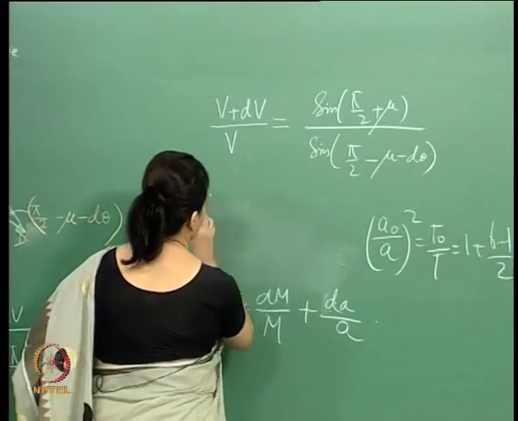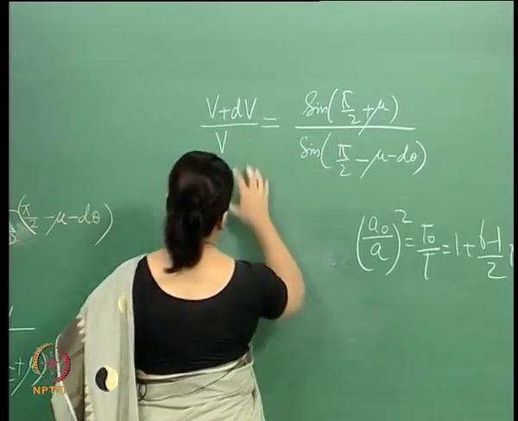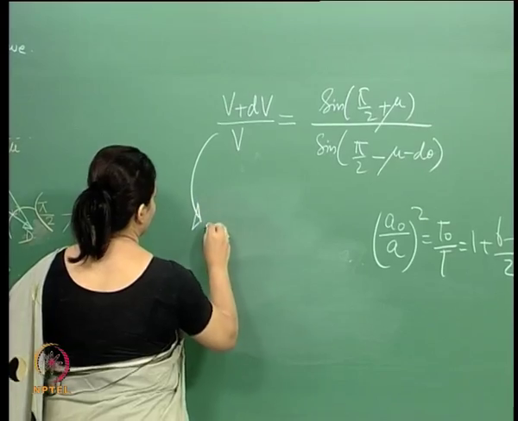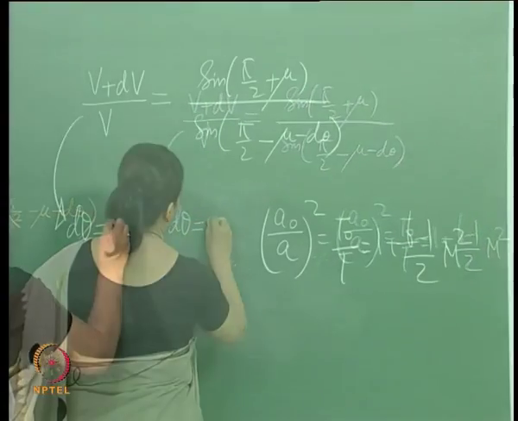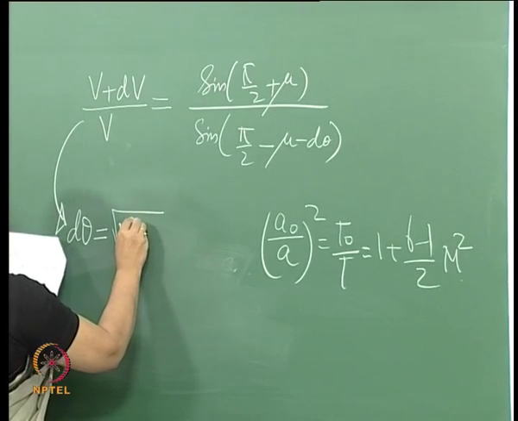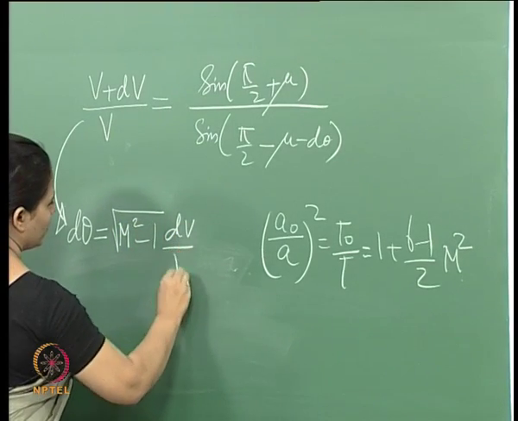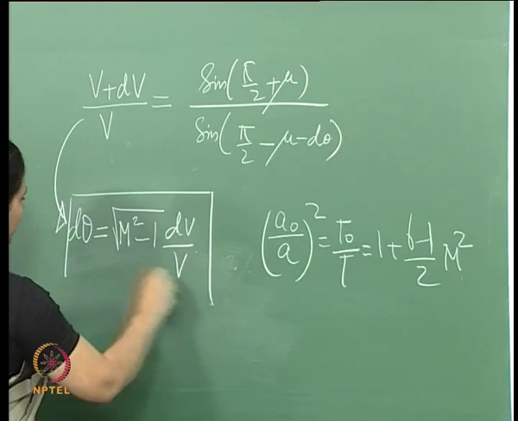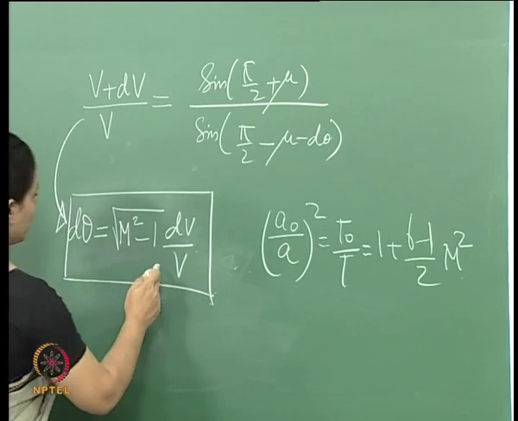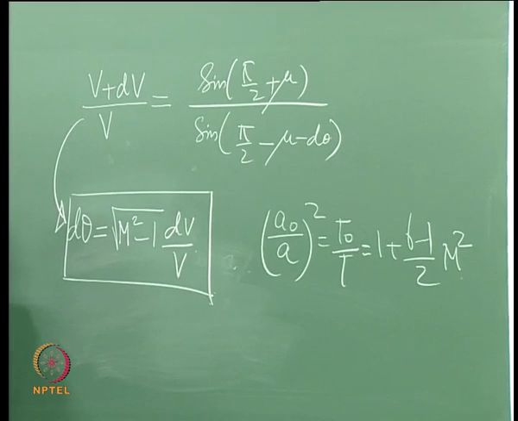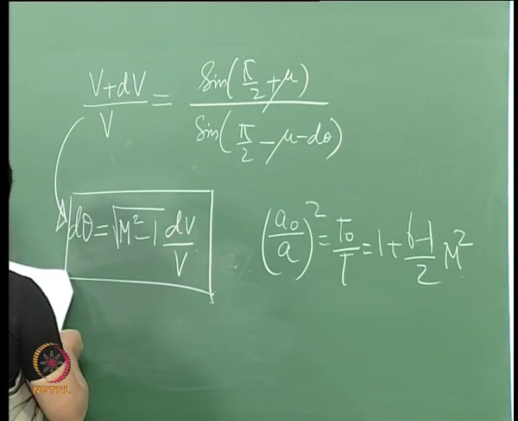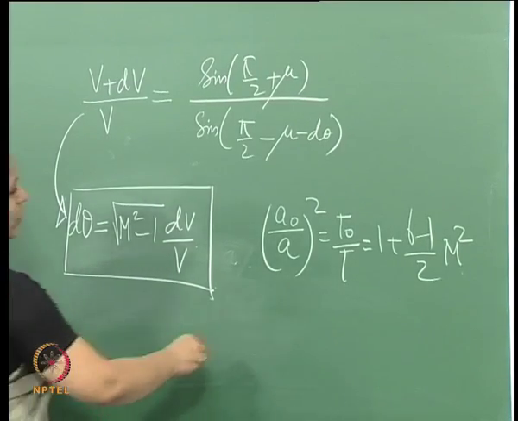So, let us erase this now. Okay. So, we have these two relationships, this and this out here. Now, this relationship I can write in this form. So, d theta is equal to square root of M square minus 1 times dv by v. Okay. So, this relationship, if I expand, I can write it in this form. But again, if I were to write this over here, right, now dv by v. So, therefore, this is a relationship.